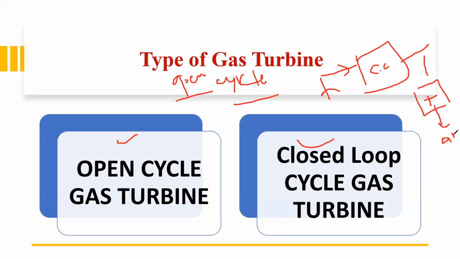Means we just waste this exhaust gas. Such a type of plant is called an open cycle gas turbine. Means there is no reuse, there is no recycle process performed in this plant.